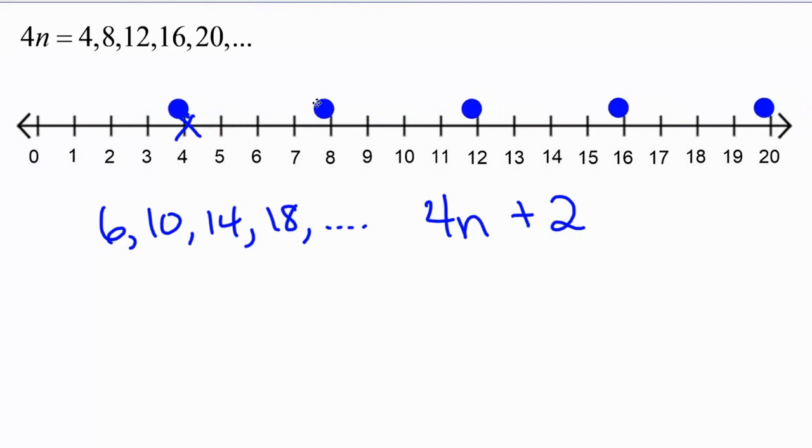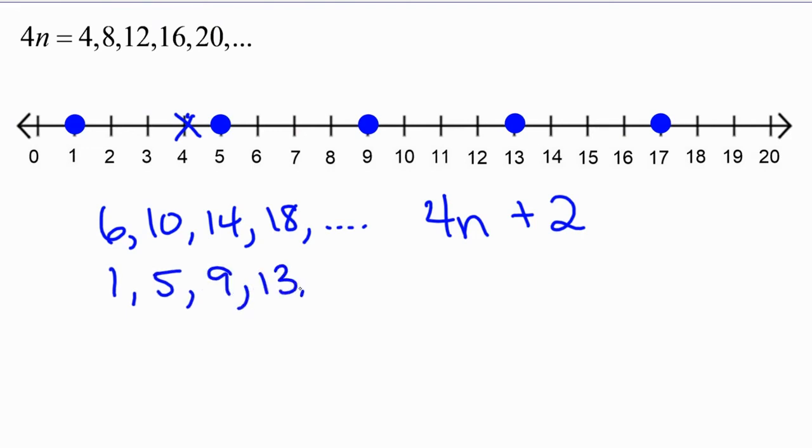Now, if I were to take it again and move these dots down here, let's have my sequence start here at 1. So I have 1, 5, 9, 13, 17, and so on. Again, this is a 4n sequence because these numbers still count by 4s. They're all 4 apart, but normally it starts at 4, but this was shifted 3 places to the left. So this would be a 4n minus 3 sequence.